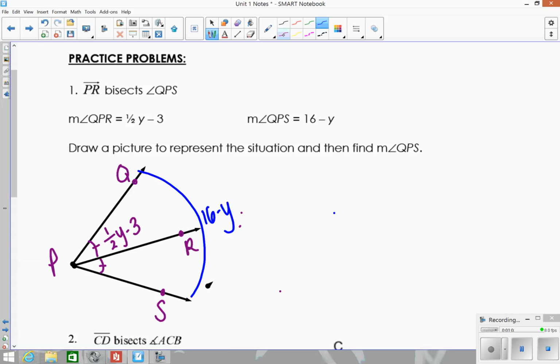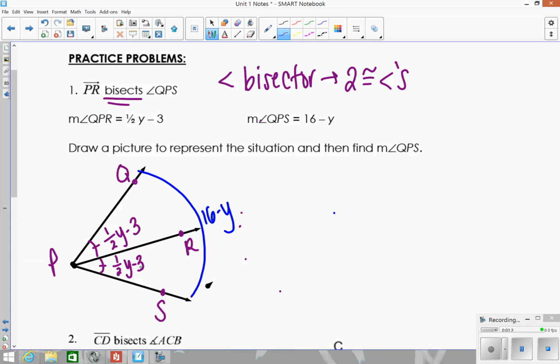So the first thing I know is that since I have an angle bisector, we have 2 congruent parts. So an angle bisector implies 2 congruent angles. So if this piece right here is 1/2 y minus 3, so is this one. They have to be equal to each other. In this problem, I'm not going to set these equal because it's the same expression. If you set the same expression equal to itself, everything will just cancel out. So instead, I need to use this 16 minus y. The angle bisector is telling me that these 2 parts are equal.